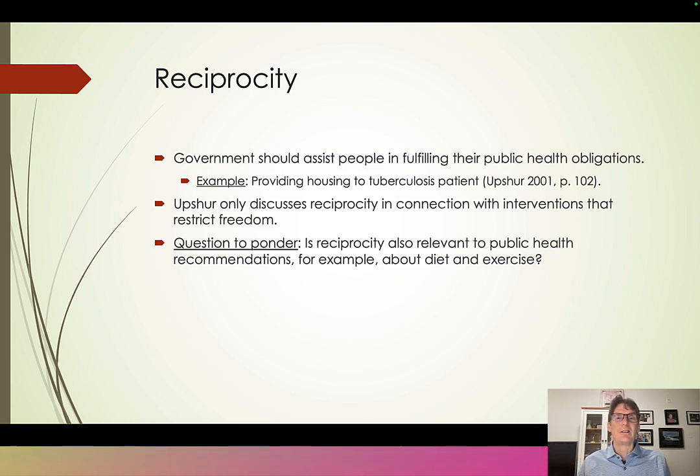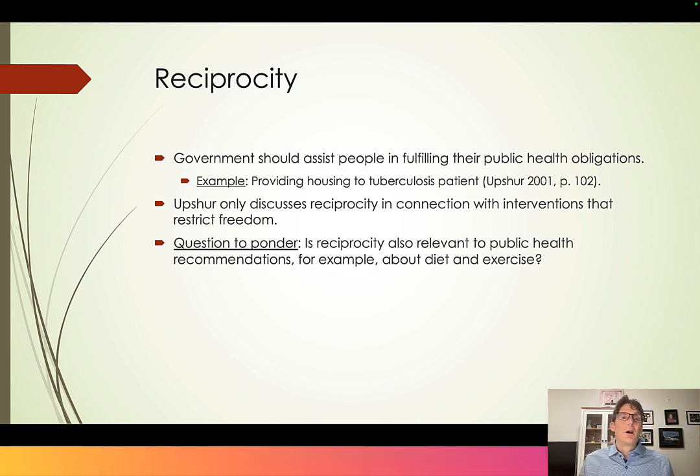So reciprocity states that government should assist people in fulfilling their public health obligations. An example given in the reading by Upshur is providing housing to a tuberculosis patient. In that example, the patient is unhoused and hasn't always been taking their medication as prescribed, and they've also been sometimes staying in a shelter, which of course is very crowded and obviously creates risks of transmission of the tuberculosis to other people.